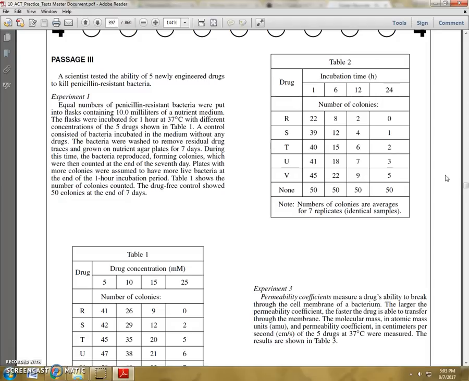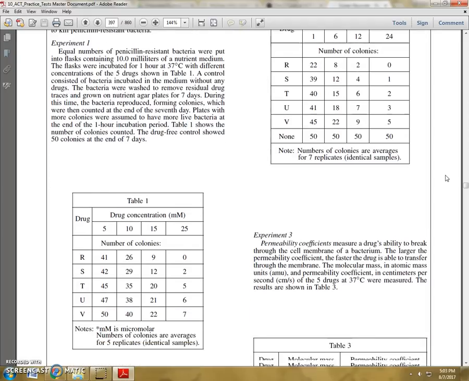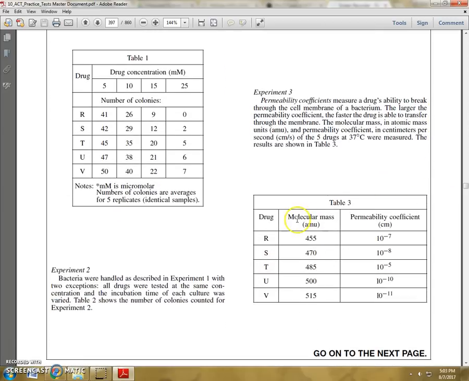All right, next question is number 16. It says, which of the following statements best describes the relationship between molecular mass and the permeability coefficient of the drugs as shown in experiment 3? So back to experiment 3. Molecular mass is here. You'll notice that as you go down the table, it increases. And then we also know the permeability decreases. Now, the confusing part is here they kind of flip it backwards. So here we're saying, well, as the molecular mass decreases, the permeability coefficient increases. And that's the correct answer, which is F.